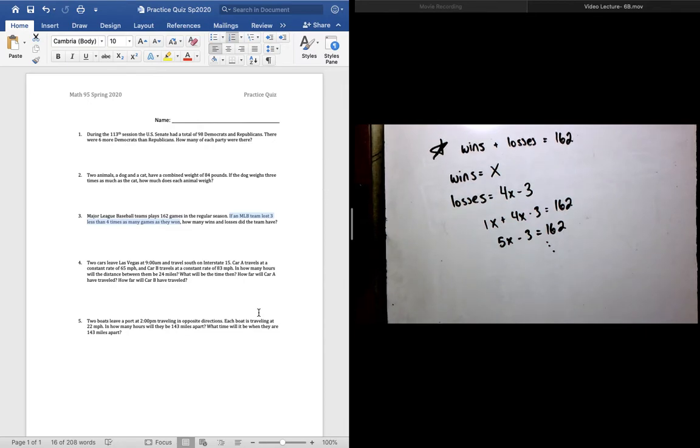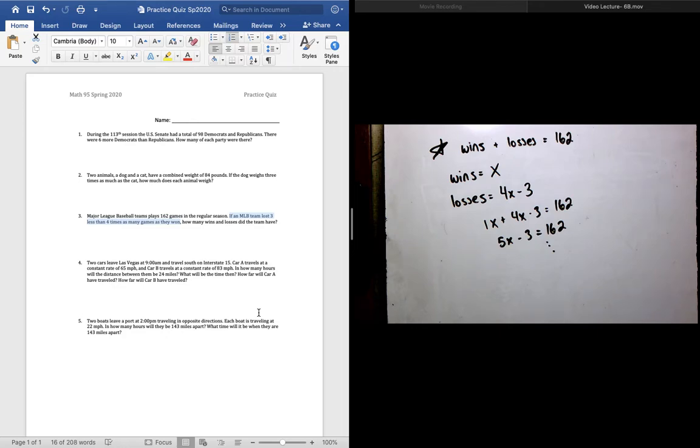I will tell you, though, that if I do put this on the exam, I'm not going to ask you for both wins and losses. I may ask you for one and not the other. Again, stressing the importance of once you solve for x, you're not done. You've got to go and plug it back in and make sure that you're answering the proper question.